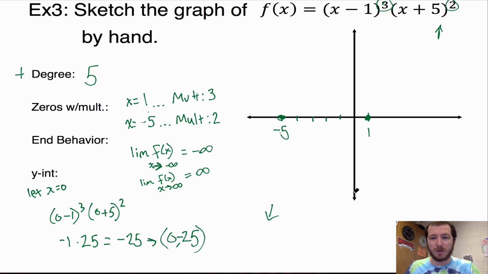So coming way down here, for time's sake, and again, because this is just a sketch, we can come down here, we can say this is -25.